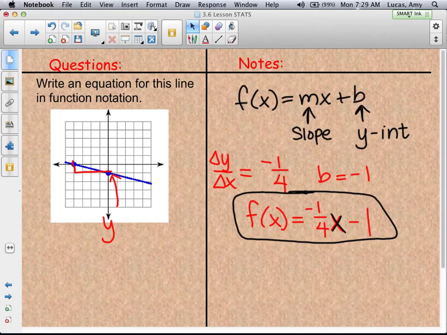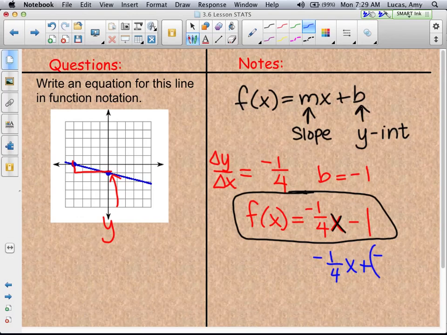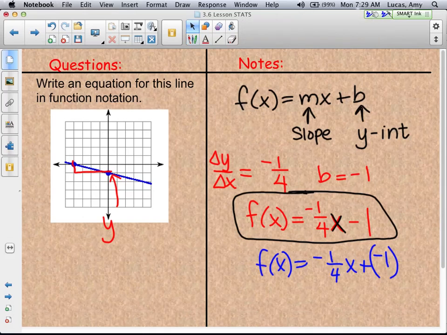If you wanted to write your intercept with a plus, you could do plus negative 1, and it means the exact same thing. So that's up to you. I just prefer to write it as minus when it's a negative number like that.